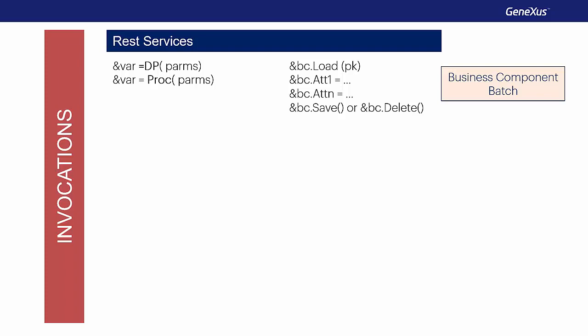Also, from a client-side event, we may want to add a new record to the database without prompting the user for information. This is done as in any other GeneXus object, using the methods and properties of the business component. The difference here is that it will also have to be exposed as a REST service, because we're calling from the device in an online architecture.